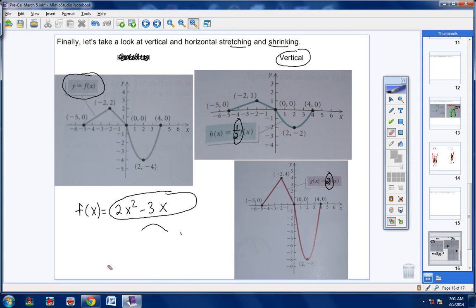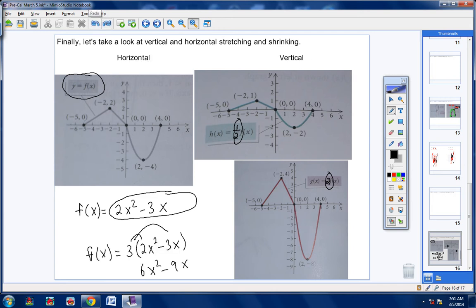My eraser's not quite working. If you were going to have a horizontal stretch or shift, then you would have multiplied directly to the x. I think it was a 3 that I used, wasn't it? Yes, it was. You would multiply directly to the x, a 3. Like that. Now, if a number is multiplied directly to the x, then that's going to be a horizontal stretch or shift. We did not do that.